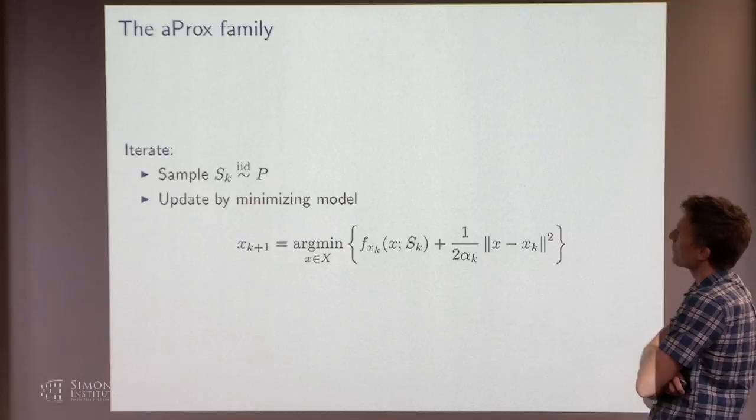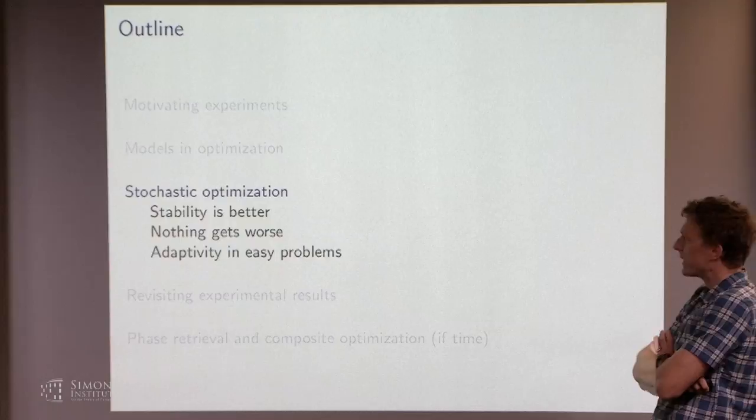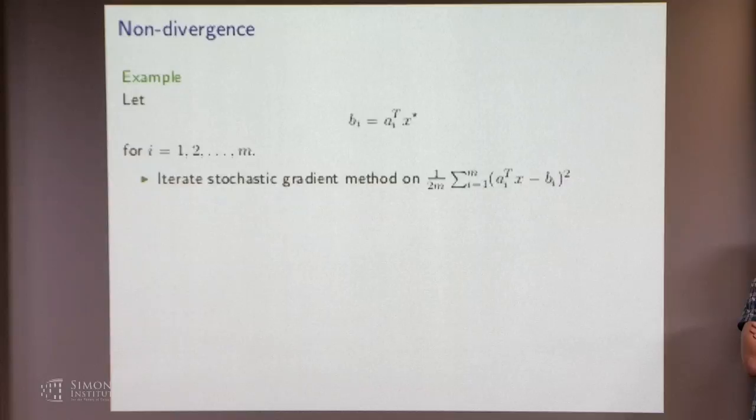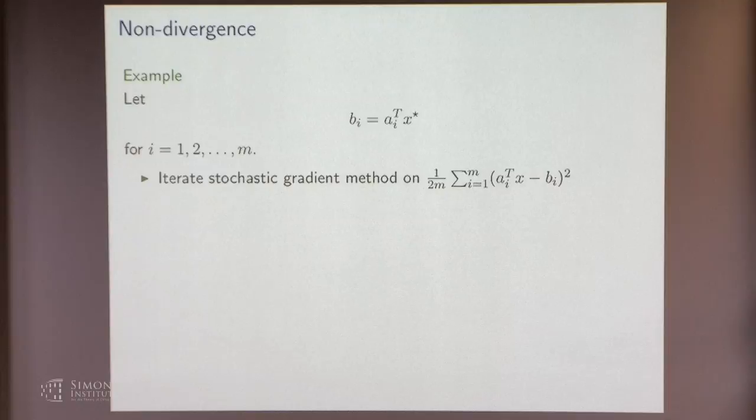Okay, so let's talk about what we might call robustness or stability properties for these methods. Why would we ever think about this kind of generality? Let me give an example for why we might want to think about these things. So here's a linear regression problem with no noise. It's a fairly straightforward linear regression problem. I'm going to observe literally b_i equals a_i transpose x star. And I'm going to iterate the stochastic gradient method on this average quadratic loss.